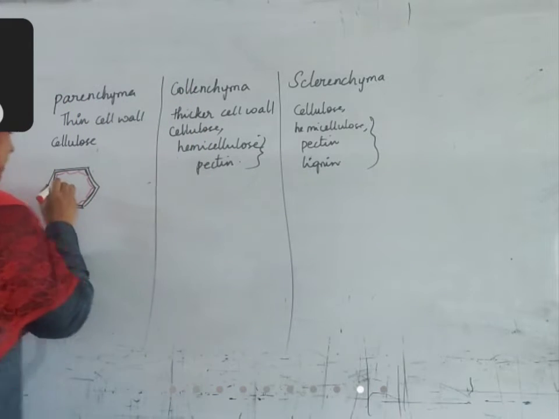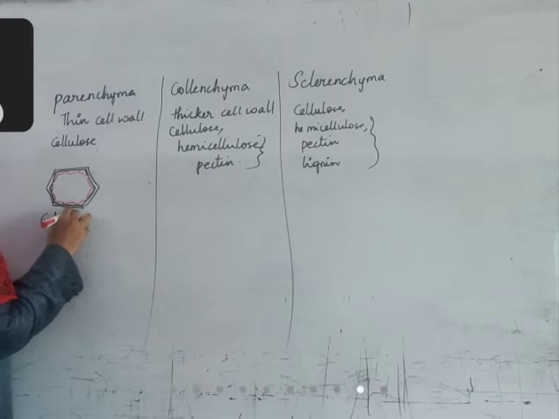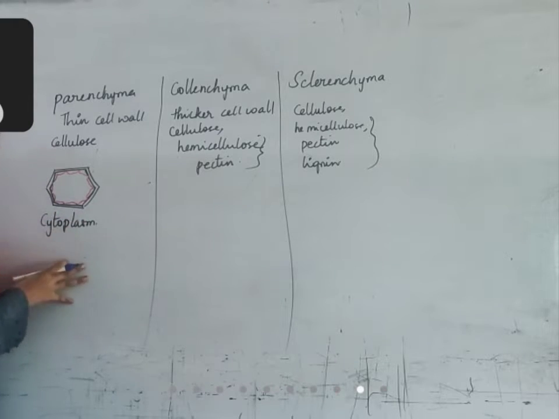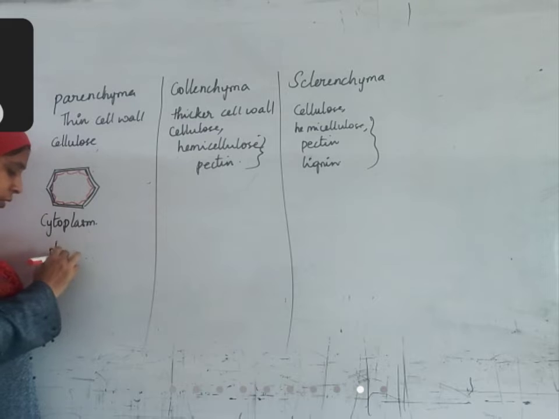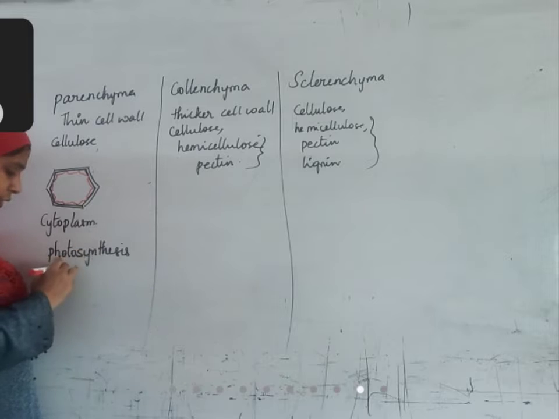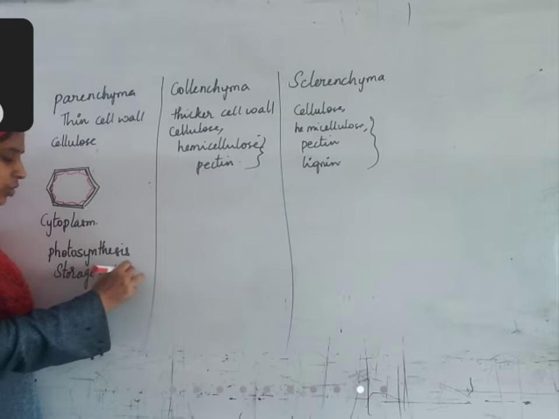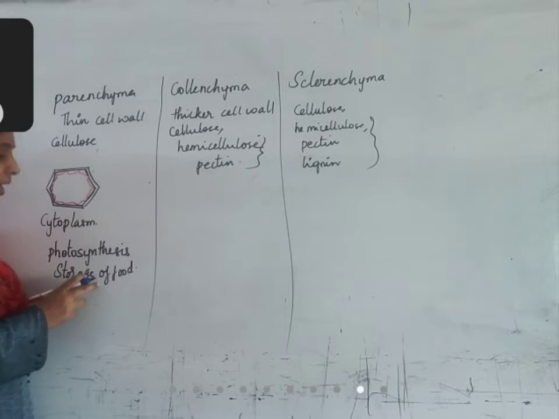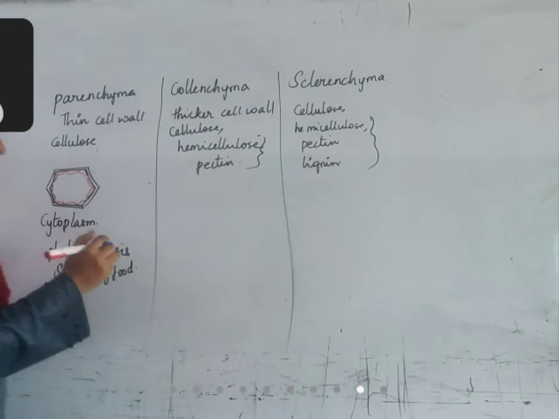Okay. When you compare the cytoplasm, in case of parenchyma, cytoplasm is very active. Cytoplasm is very active means many metabolic activities are taking place in it. Why? Parenchyma is involved in photosynthesis also. It is helpful in storage of food also. Synthesis and storage of food. The major function performed by the plant is synthesis and storage of food. That is taking place in parenchyma cells. So that is why I am saying the cytoplasm is very active.